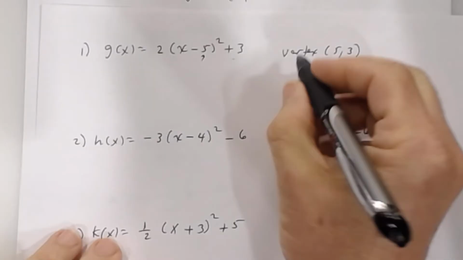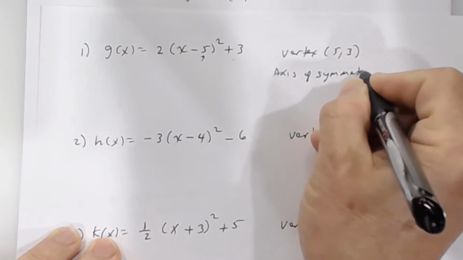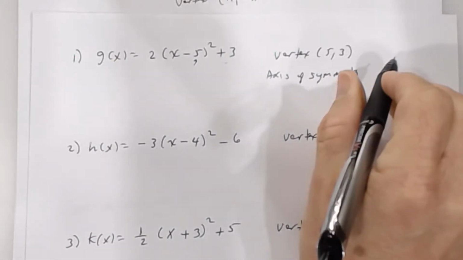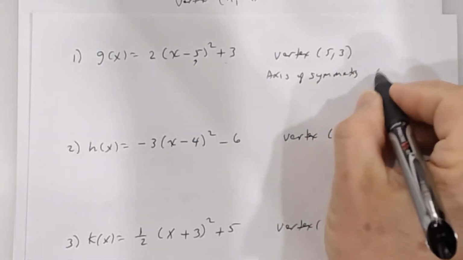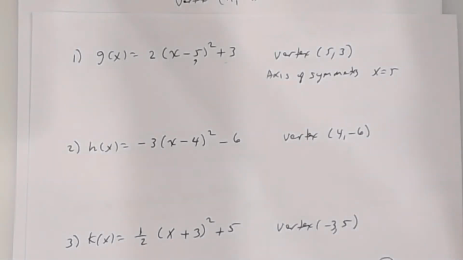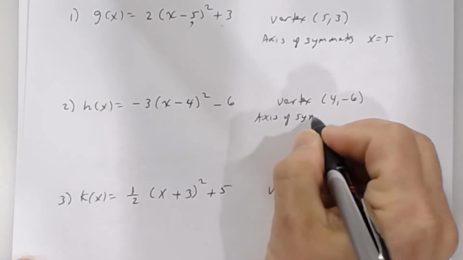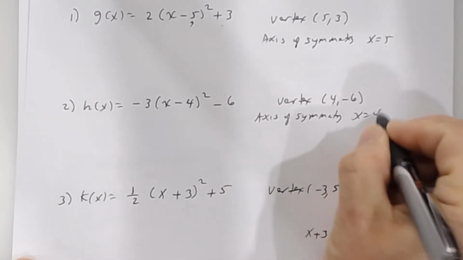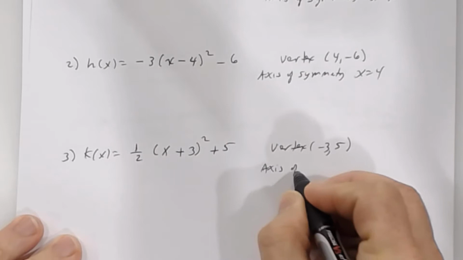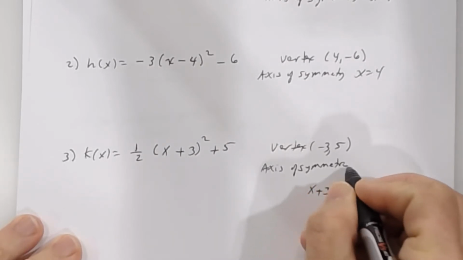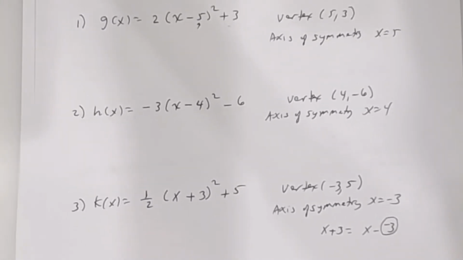Now the next one I asked you is the axis of symmetry. What's the axis of symmetry in number 1? 2. Nope. But you don't just say 5. You're going to say what? X equal 5. What's the axis of symmetry in number 2? Okay. What's the axis of symmetry in number 3? X equal negative 3. Okay.